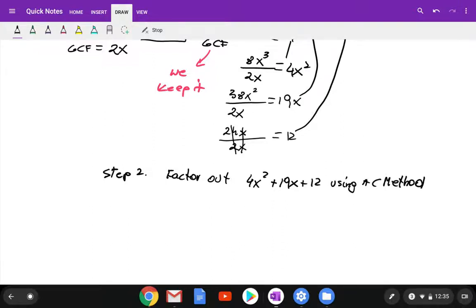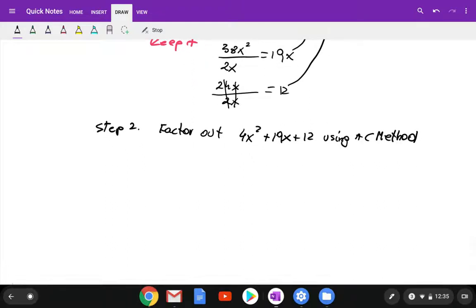So again, probably you guys are tired of that AC method, but I'm just trying to use only one method so you guys can master factoring. Okay, this is very important. A is equal 4. Okay, B is equal 19. C is equal 12. Okay, so A times C, we have 4 times 12. That will give us 48.